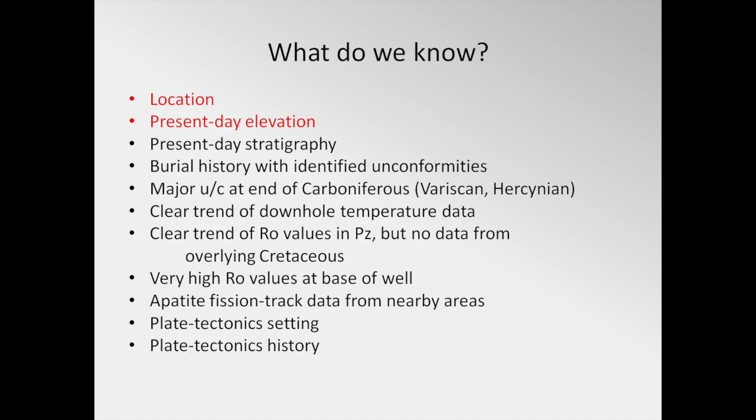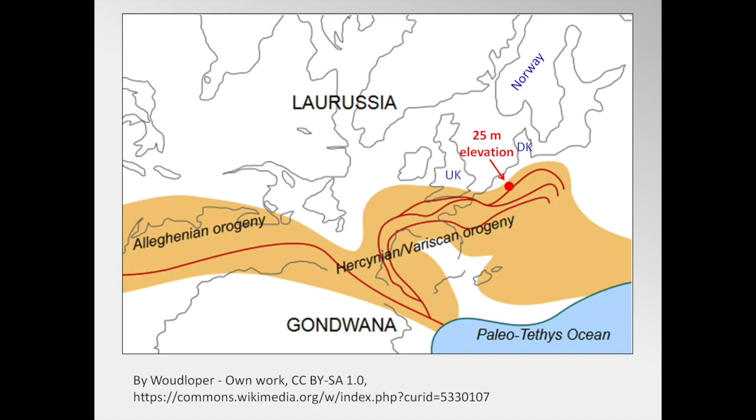The present-day location will enable us to track our model's latitude and position with respect to other tectonic plates through time, while the present-day elevation will have to connect to the Paleo elevation history that we eventually reconstruct. The red dot on this map marks the Münsterland 1 location, very close to the Dutch border in northwest Germany. That its elevation is only 25 meters today is no surprise.